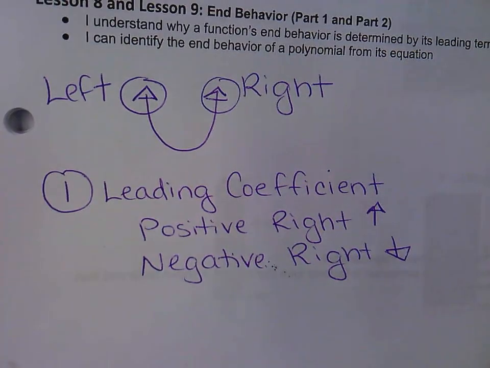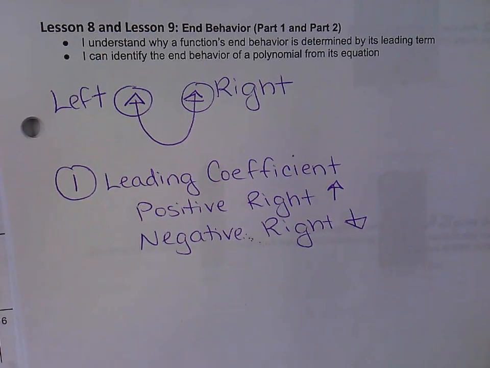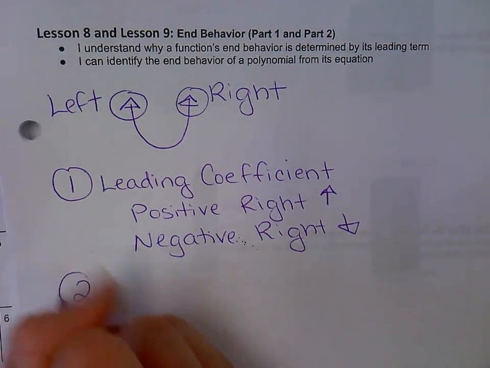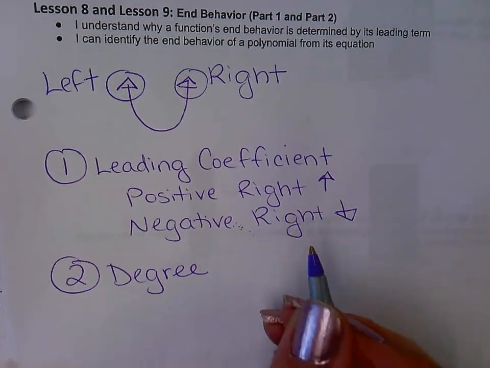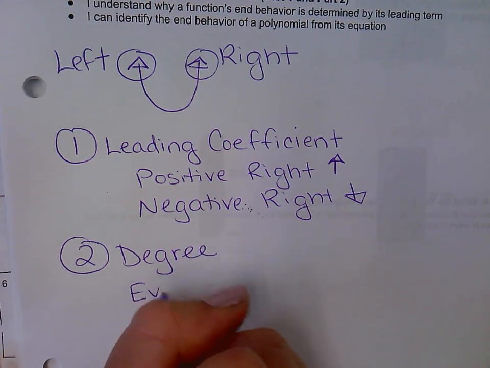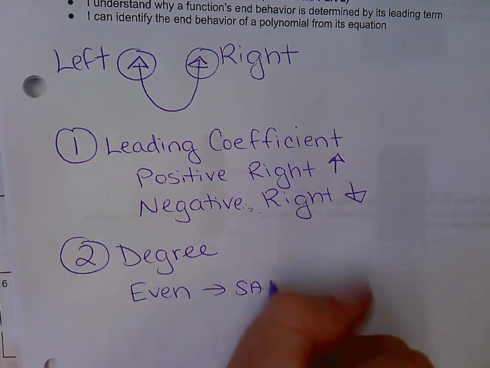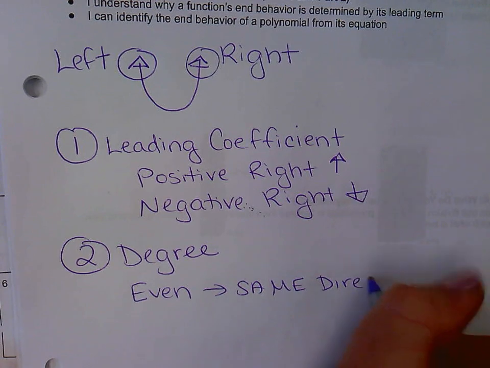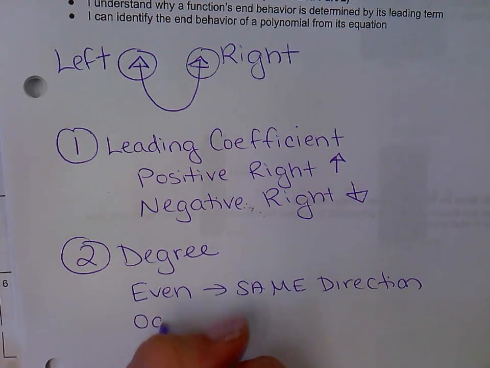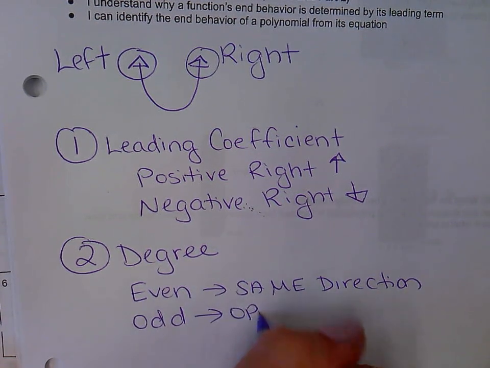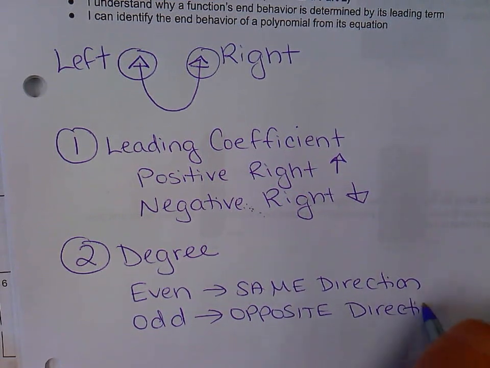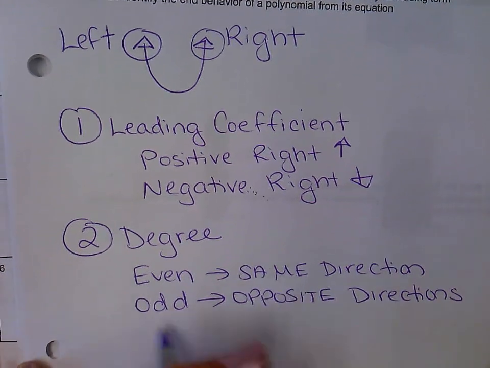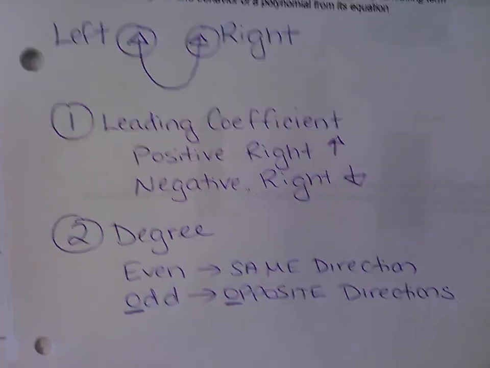So step 2, we're just writing the learning target down so that we have the rules, and then we're going to use them a lot today. So second, we look at the degree. If the degree is even, they go in the same direction. And if the degree is odd, they go in opposite directions. Odd opposite. Maybe underline the O, odd opposite.